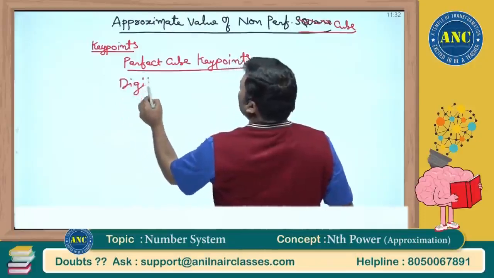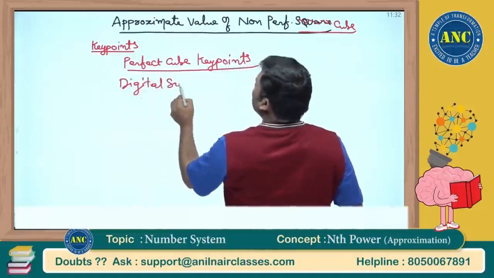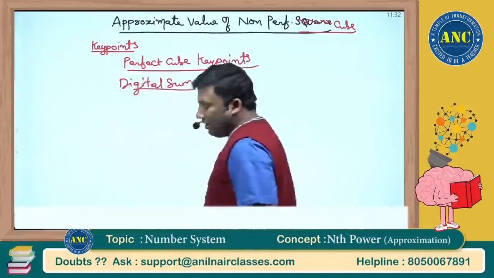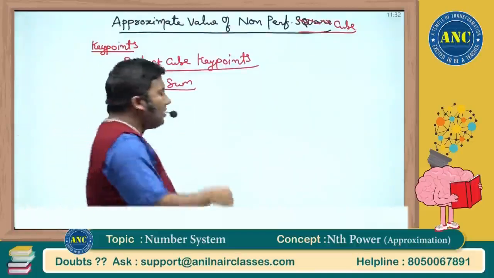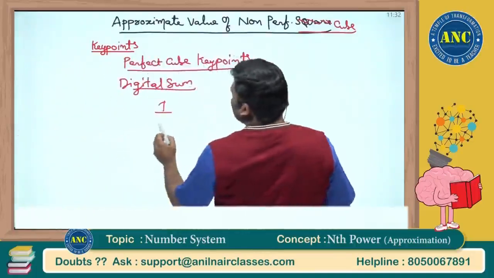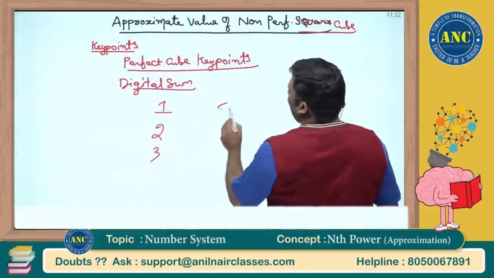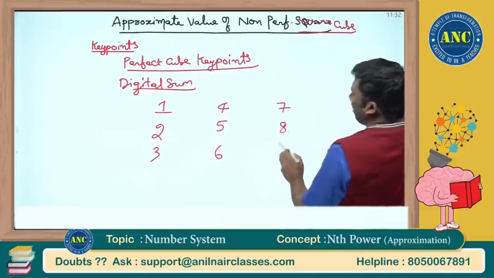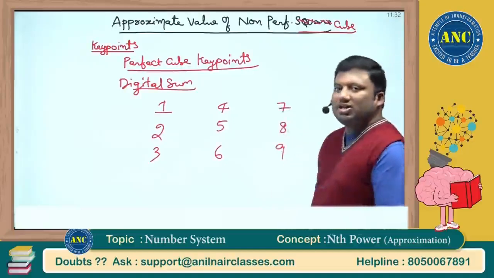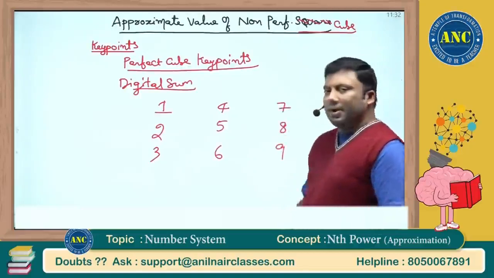What do you mean by digital sum? Digital sum is defined as the sum of the digits until a single digit is obtained. 1, 2, 3, 4, 5, 6, 7, 8, 9: these are the possible digital sums of every number.